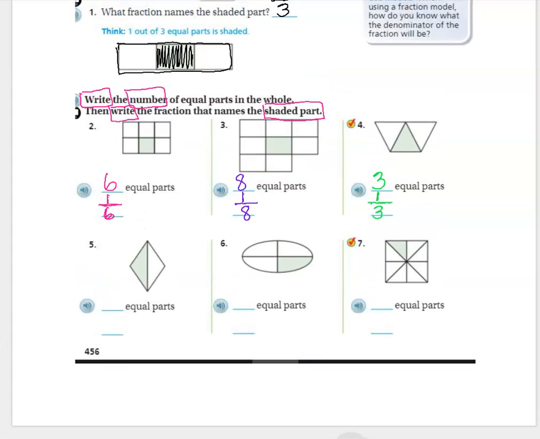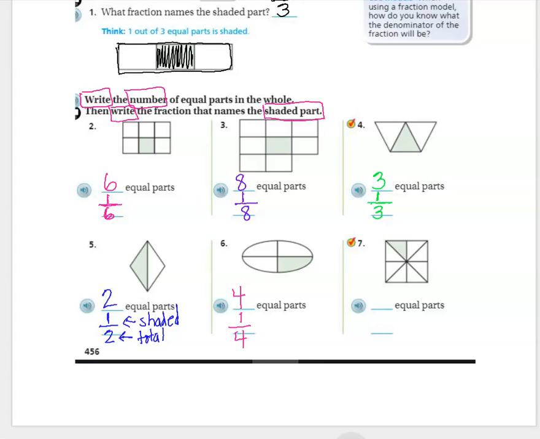Okay, let's go to number 5. We have 2 equal parts, and 1 out of 2 of those parts are shaded. Again, this denominator tells me the total number of parts, and my numerator tells me how many are shaded. Okay, let's go to our next one. How are you doing so far? So now we have 4 equal parts at number 6, and 1 out of 4 of them are shaded.